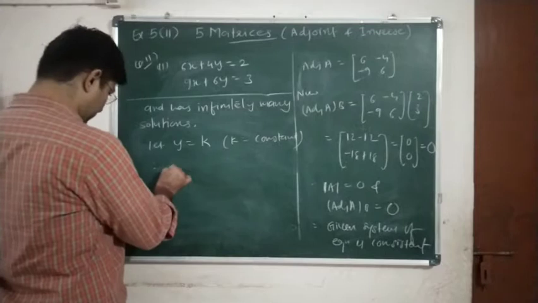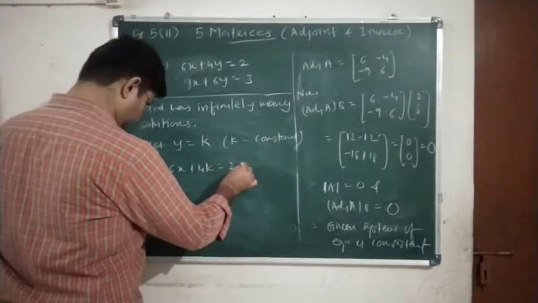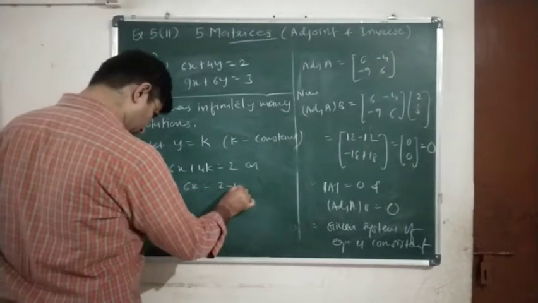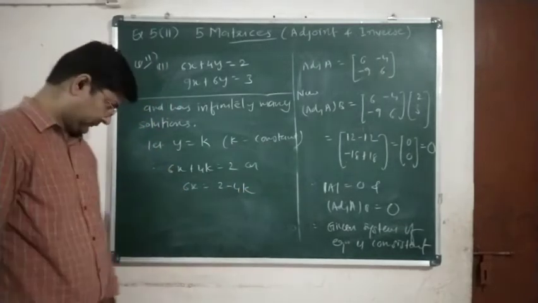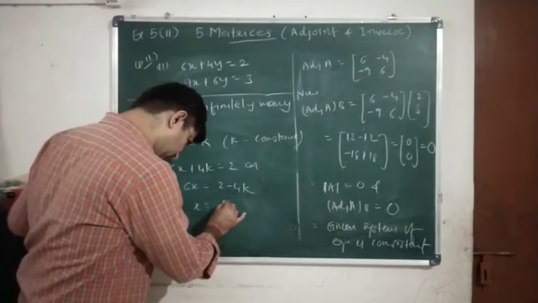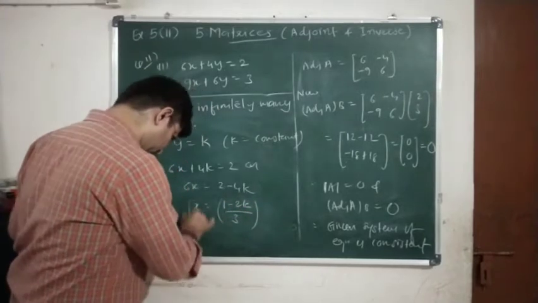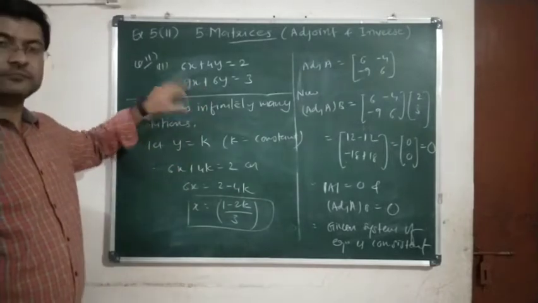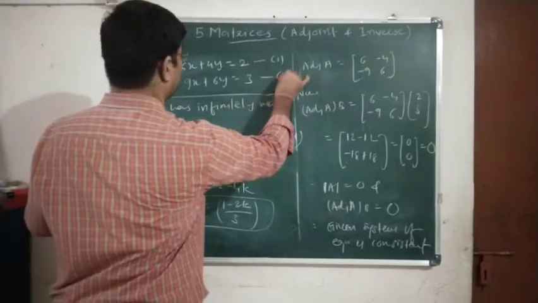So then therefore 6x plus 4k is equal to 2, or 6x is equal to 2 minus 4k. Yes or no? Or x is equal to (1 minus 2k) upon 3. This is the value of x. Okay, now this value of x we can substitute in the second equation to find the value of y in terms of k. Clear?